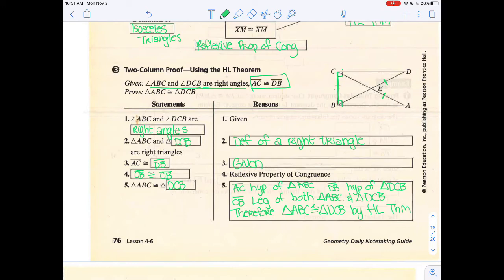Okay, so we just said we proved the two hypotenuses congruent. We proved that two of the legs are congruent. So that's why we could use the hypotenuse leg theorem to prove that.